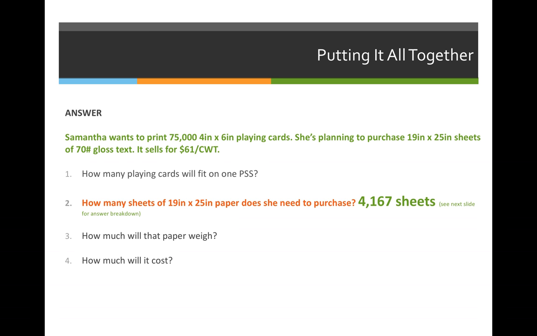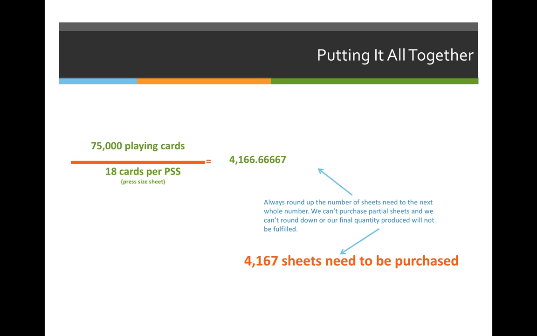The second question is, knowing that I can fit 18 playing cards per press sheet, how many sheets of paper do I need to purchase for this job? The correct answer is 4,167 sheets. I calculated that by taking the total number of items that I'm printing, in this case 75,000 playing cards, and dividing that by the number of items that I can fit on one press sheet, which we calculated to be 18. 75,000 divided by 18 came out to 4,166.66667. I do not want to print part of a sheet of paper, it's not physically possible, so no matter what that value came out to, I'm going to round it up to the next whole number and purchase 4,167 sheets of paper.